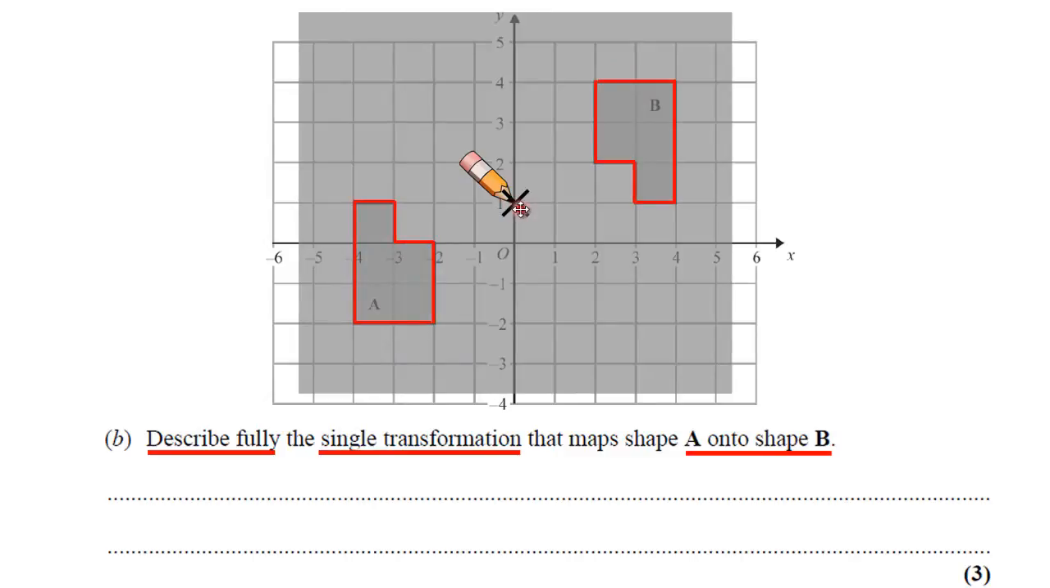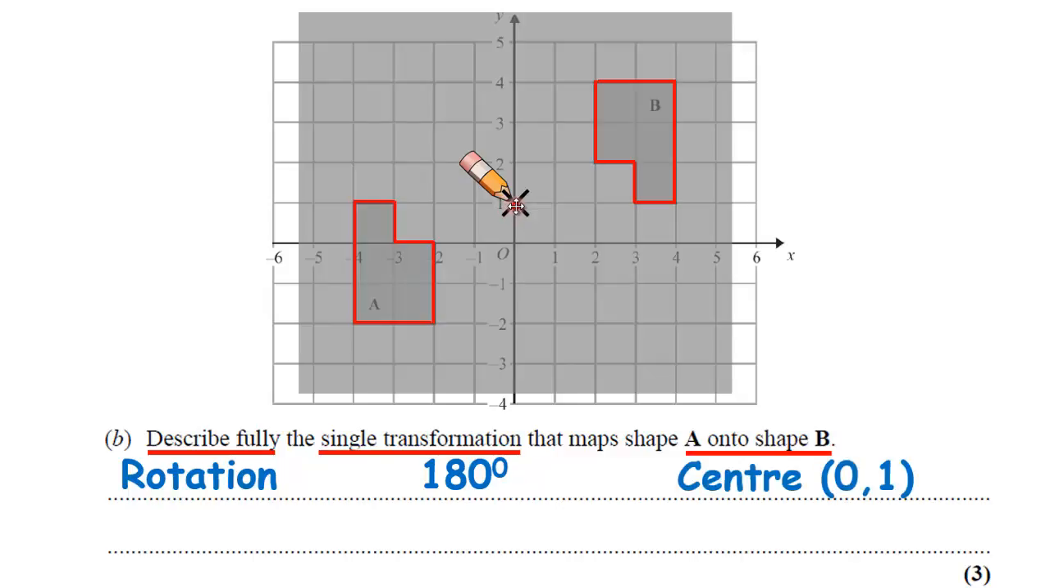Think about how much I rotated it through. I need to write rotation. I turned it 180 degrees, so it was half a turn. Write 180 degrees, do not write half a turn. 180 degrees is what you need to indicate. It doesn't matter whether it's clockwise or anticlockwise for 180 degrees, because it's the same either way.